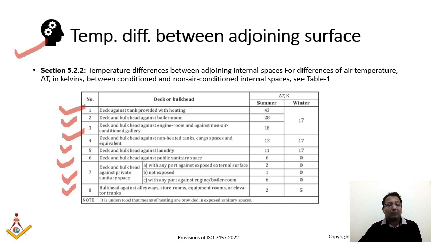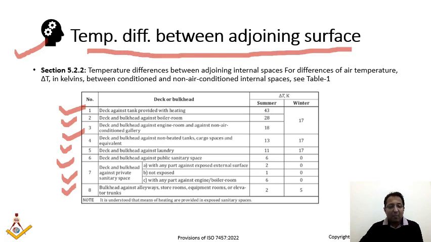You need to mark it up properly before going to the interview. The temperature difference between the adjoining spaces is explained in this particular section 5.2.2. These values are also commonly asked in the interview, so you need to take note of it. Always remember that these are the provisions of ISO 7547. You need to understand the standard very well before going to the interview, and you can tell the interviewer that this is the standard we have used. Let's go to the next slide.